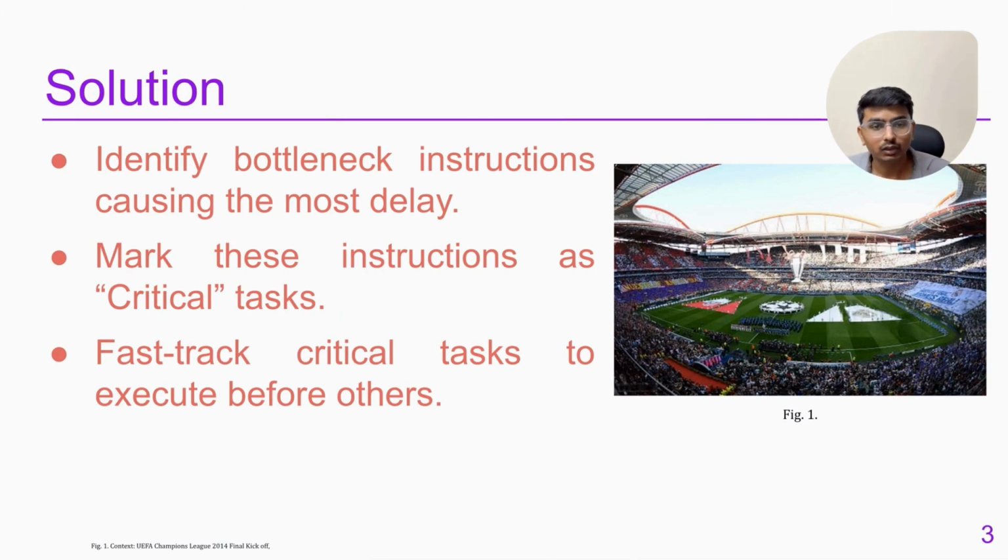Our solution, CRISP, is about giving these match winning instructions the VIP treatment. First, identify. We find the bottleneck instructions causing the most delay. Then mark, we flag them as a critical task. Fast track. We change the scheduling logic to execute this critical task before others.